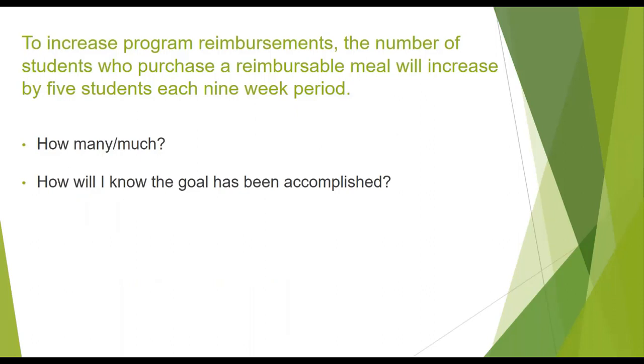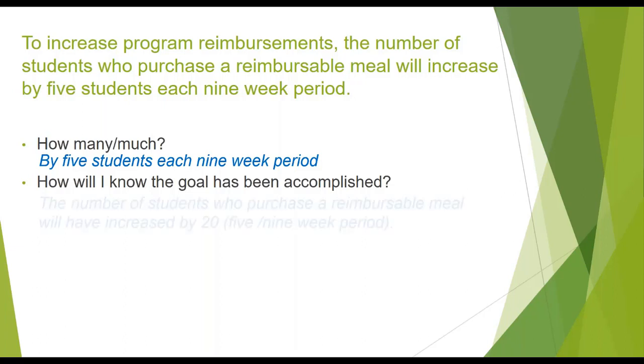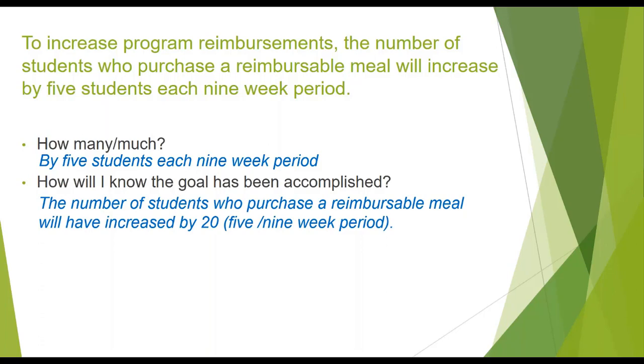Let's consider this sample goal. To increase program reimbursements, the number of students who purchase a reimbursable meal will increase by 5 students each 9-week period. Does this goal meet the measurable criteria? If so, then it should answer one of these types of questions. The how many or how much? We said it would increase by 5 students each 9-week period. How will I know if the goal has been accomplished? The number of students who purchase a reimbursable meal will have increased by 20. That's 5 per 9-week period. So yes, this goal does meet the measurable characteristic of a SMART goal.